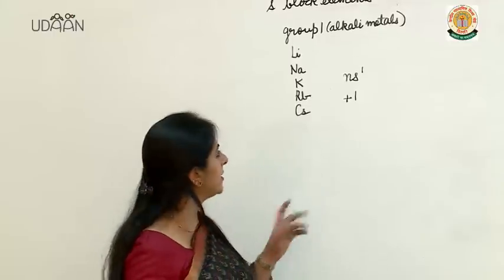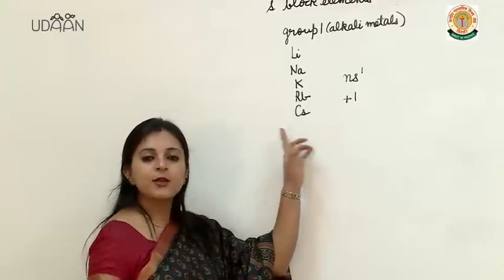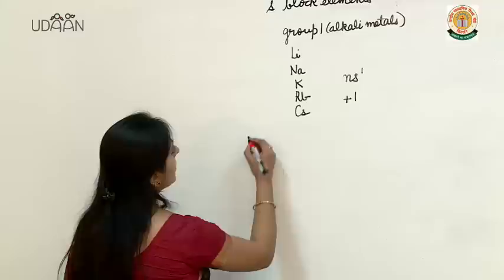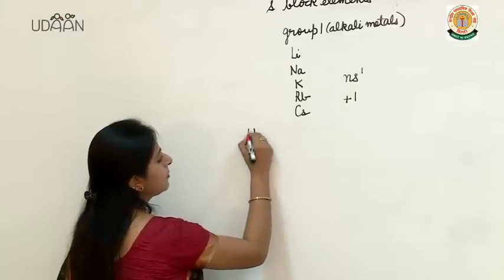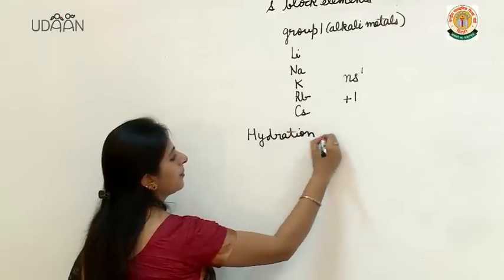So that means cesium is the element which has the lowest ionization energy, so it can be used in photoelectric cells. Now the next factor which we have to study is hydration enthalpy.